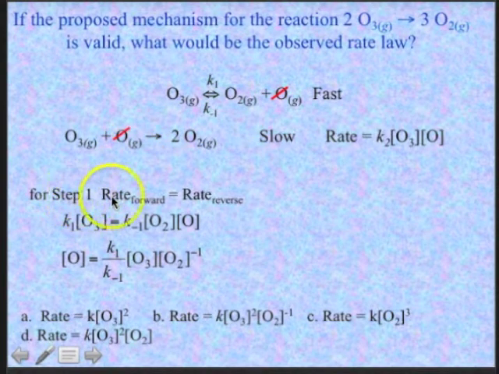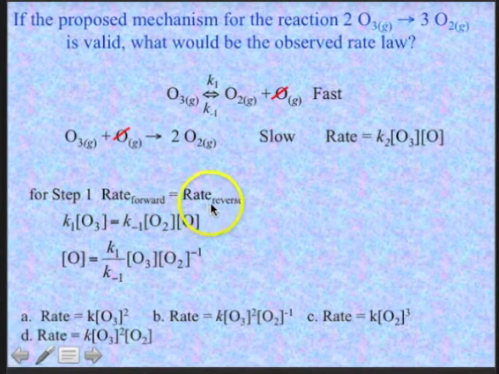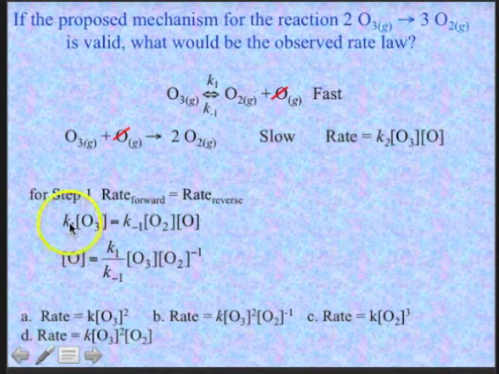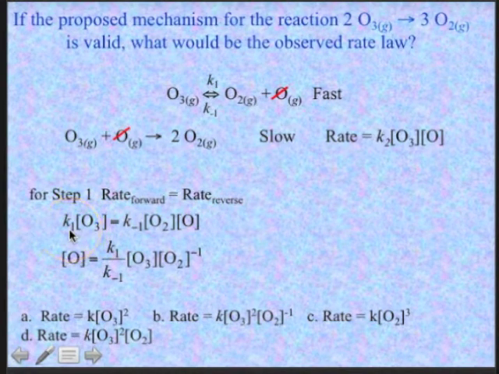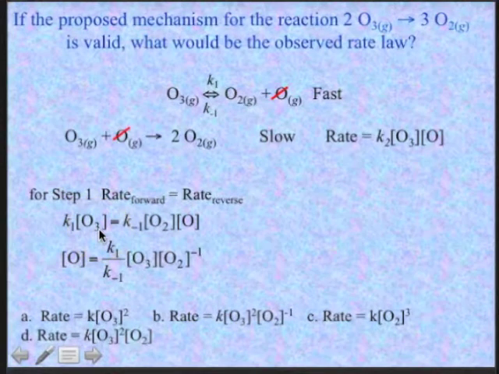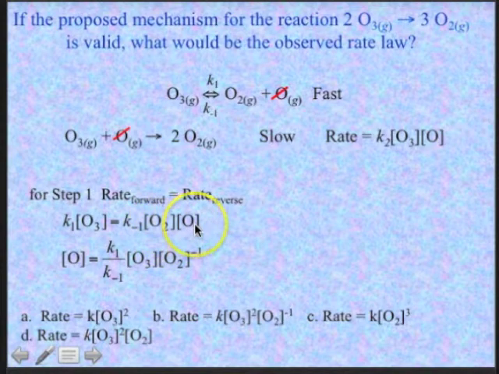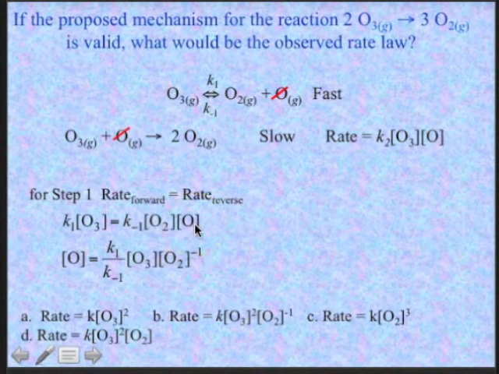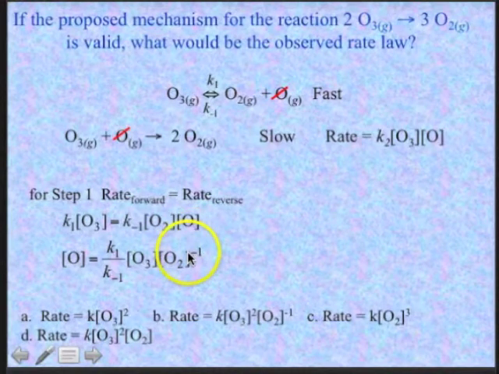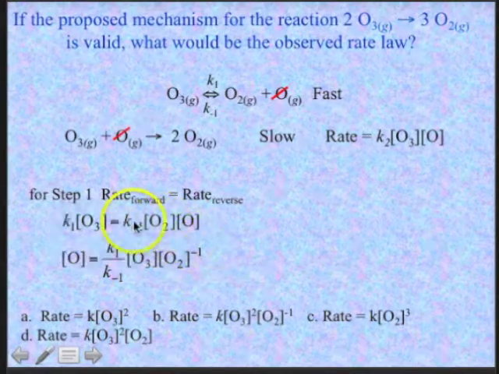Now, for step 1, the rate of the forward reaction equals the rate of the reverse reaction. So we can write the rate laws: the forward reaction is a rate law constant times ozone, equals the rate law constant for the reverse reaction, second order, times oxygen and atomic oxygen. We solve for the intermediate, atomic oxygen, and we get this.